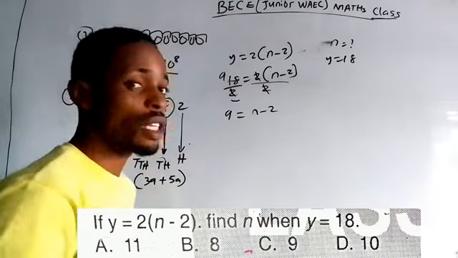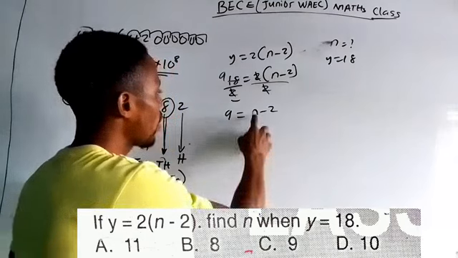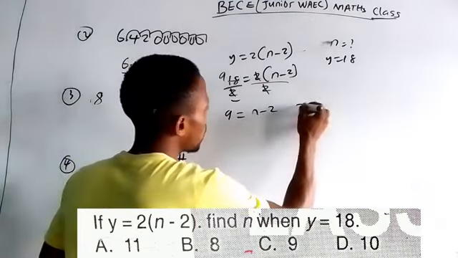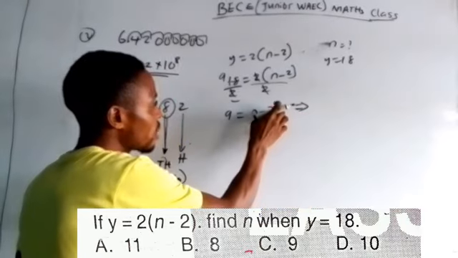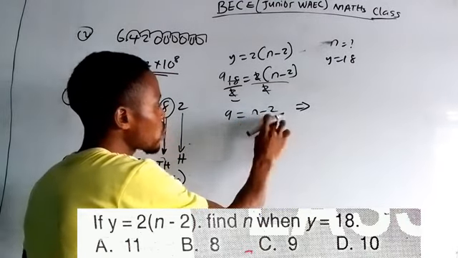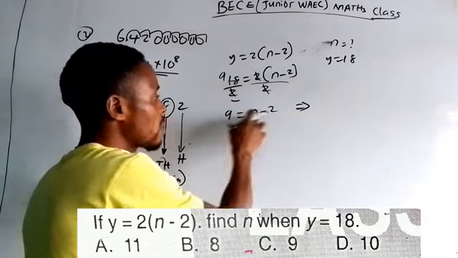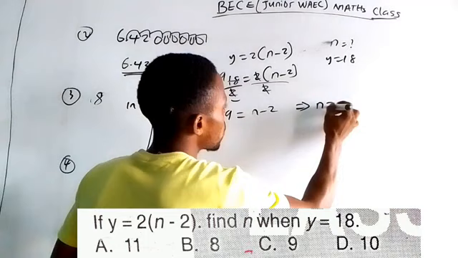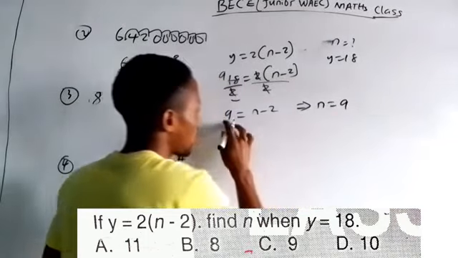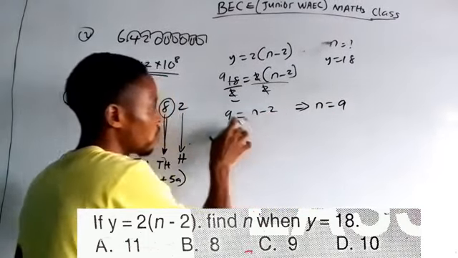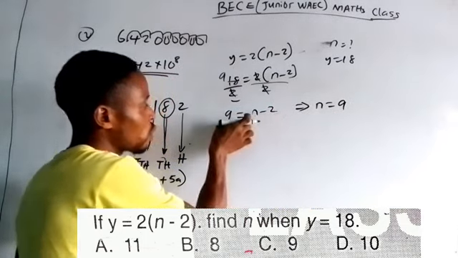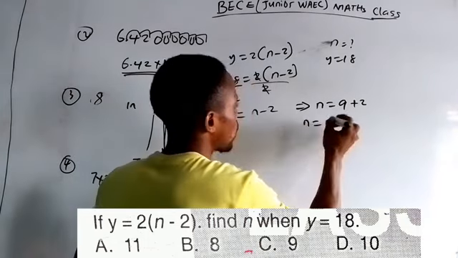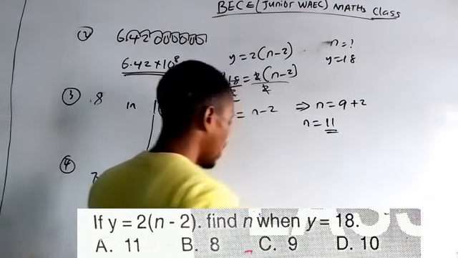To find it now is very simple, it's just a simple equation. To find the value of n now is to collect the like terms. You take this minus 2 to this side. When you take this minus 2 to this side, it turns to plus. So n is equal to 9 plus 2, because we are taking this to this side and the minus turns to plus 2. So 9 plus 2, our n is equal to 11. So the answer is 11.